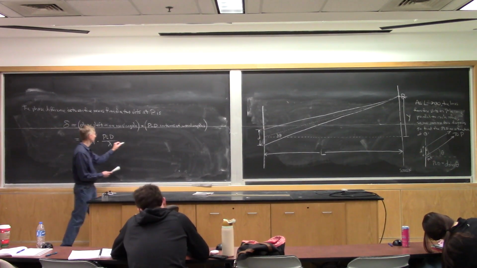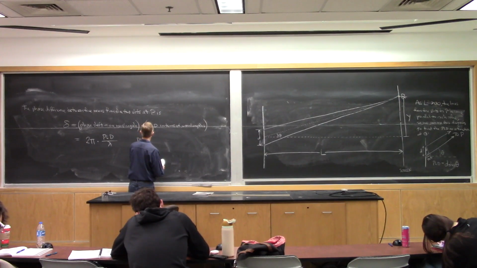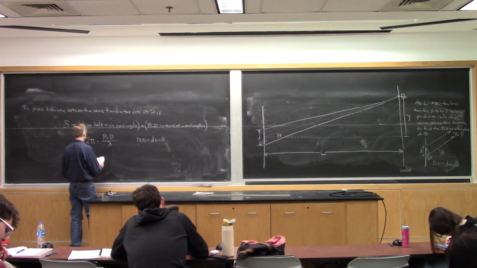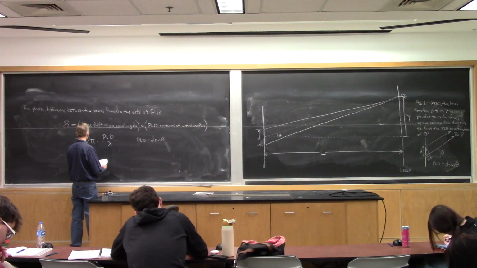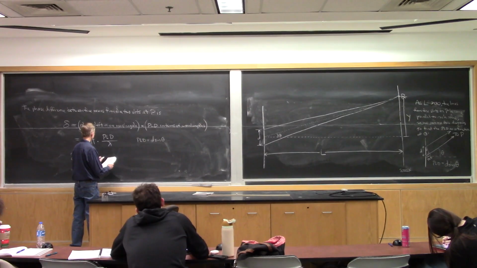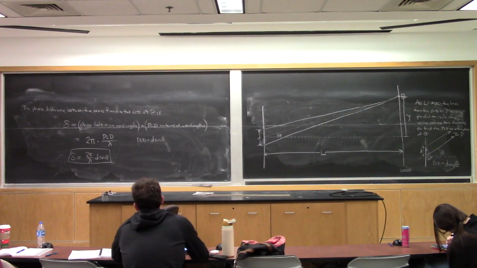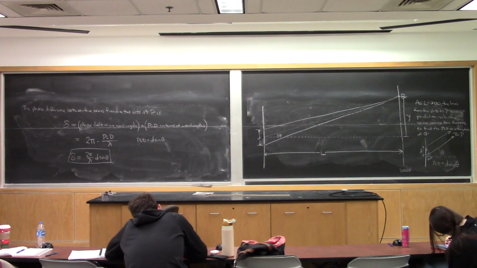But PLD, we said, is d sine theta. So that difference in the phase between them will be 2 pi over lambda times d sine theta, which we'll draw a box around and we're going to come back to in a little bit. So 2 pi over lambda times d sine theta will be the phase difference between the two waves at any given point. So that's it as a function of theta.